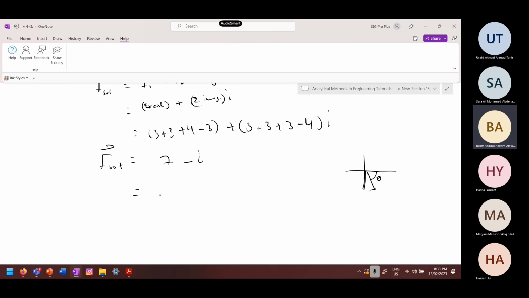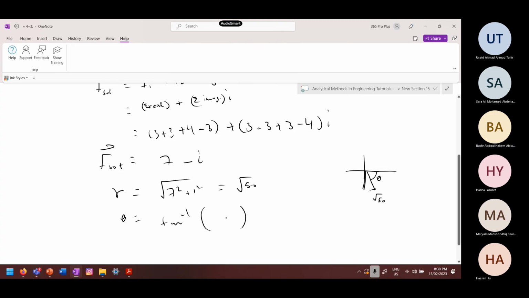What about if you want to make it in magnitude form? You'll need to get 7 squared plus 1 squared, which is the square root of 50. That's R. So the resultant is the square root of 50. And as for the angle, tan inverse, the imaginary part is -1 and the real part is 7. So whatever this value is, you will get it here in radians.